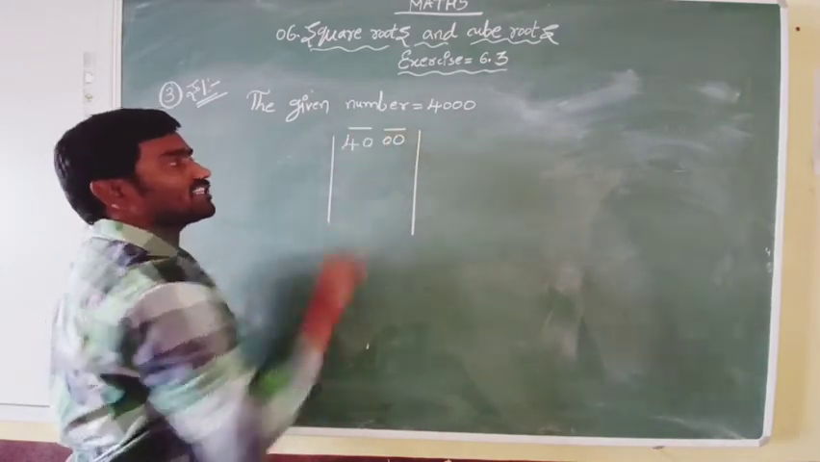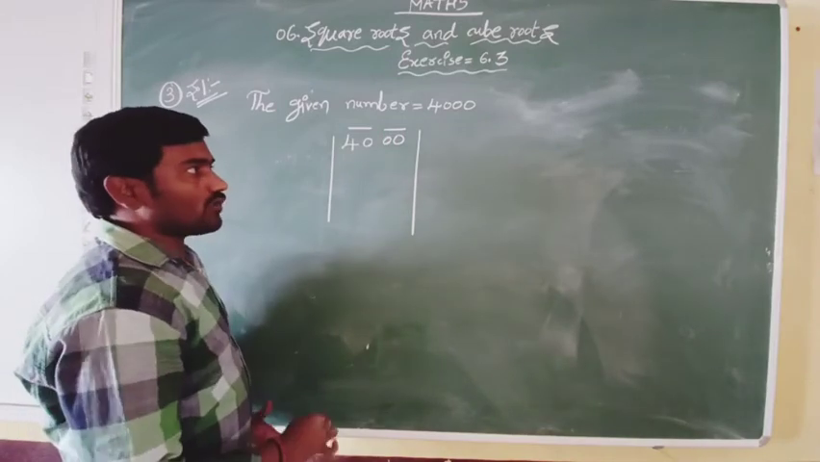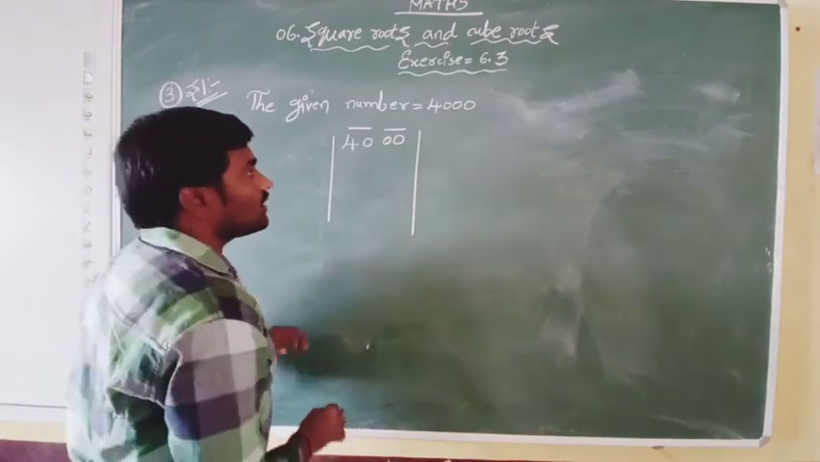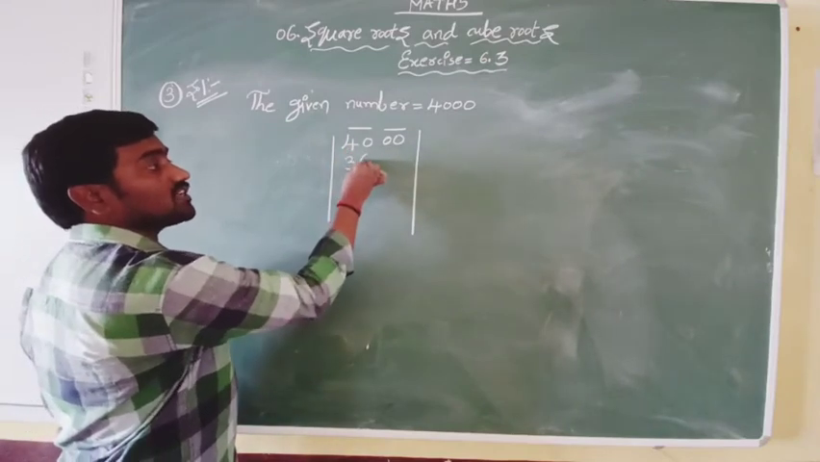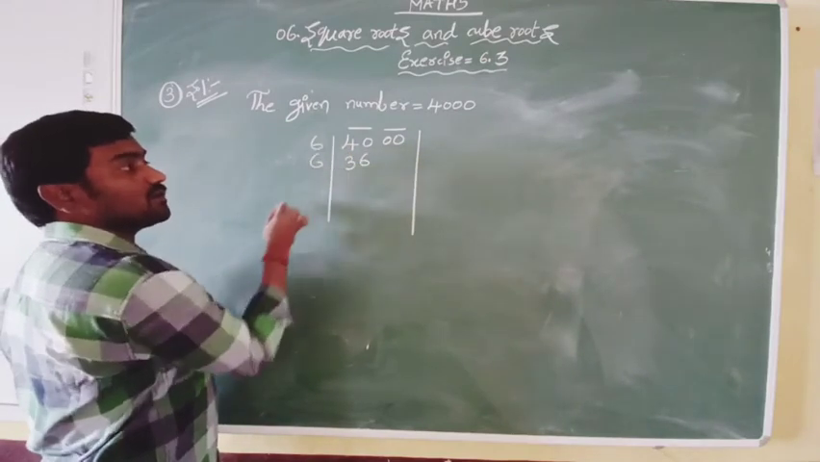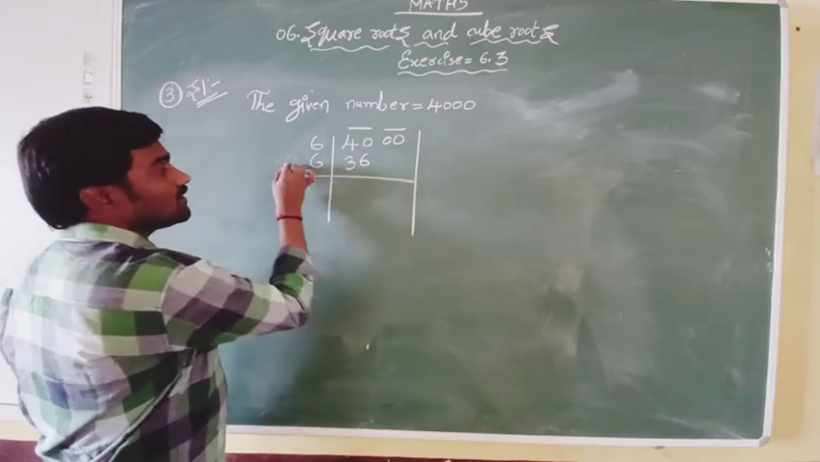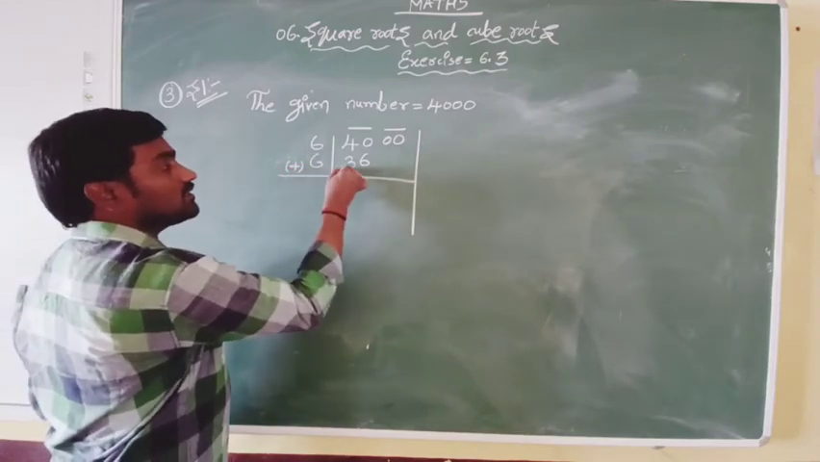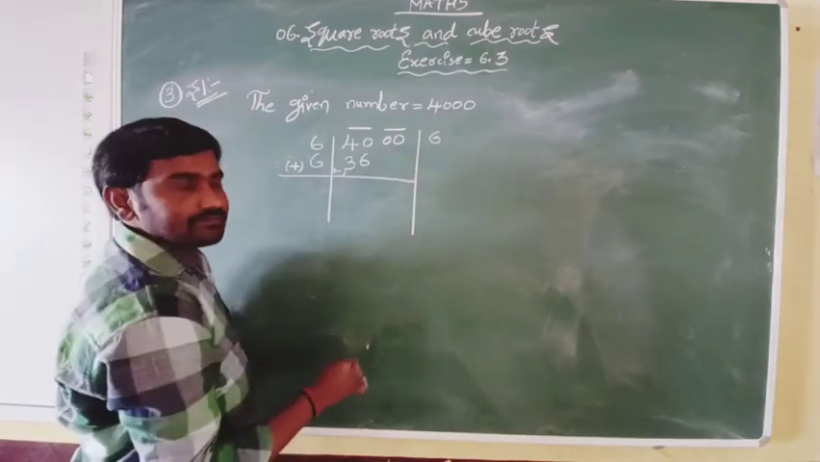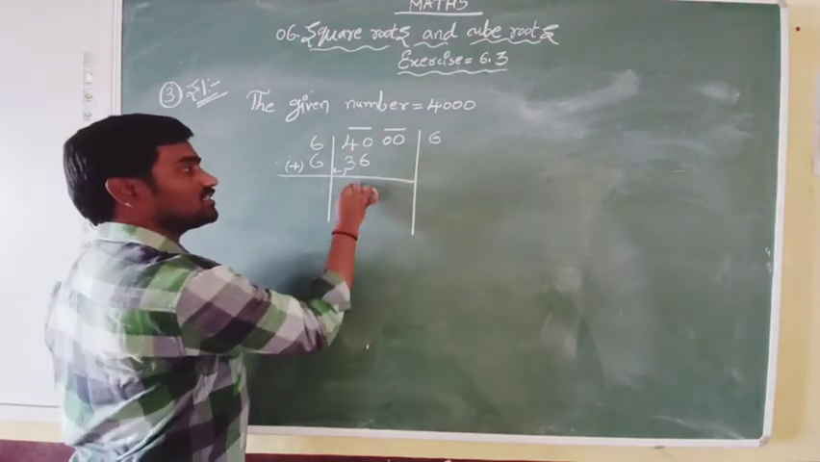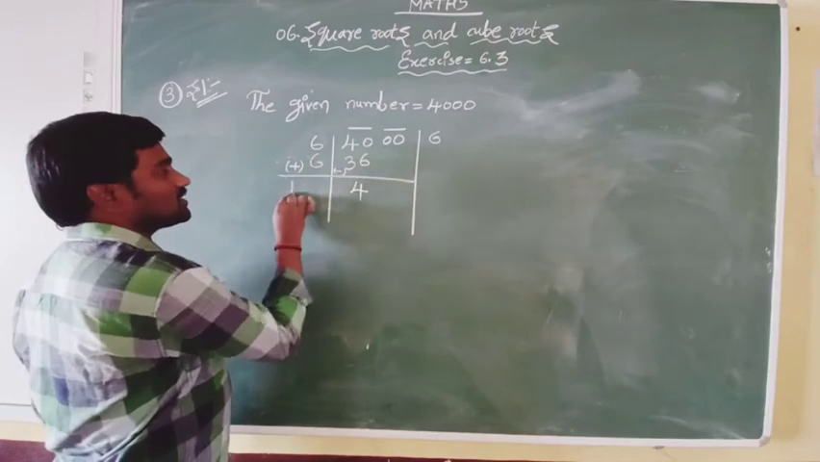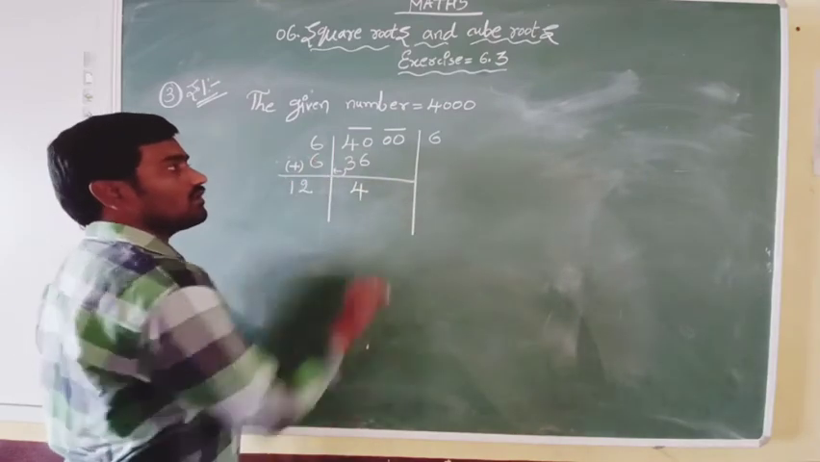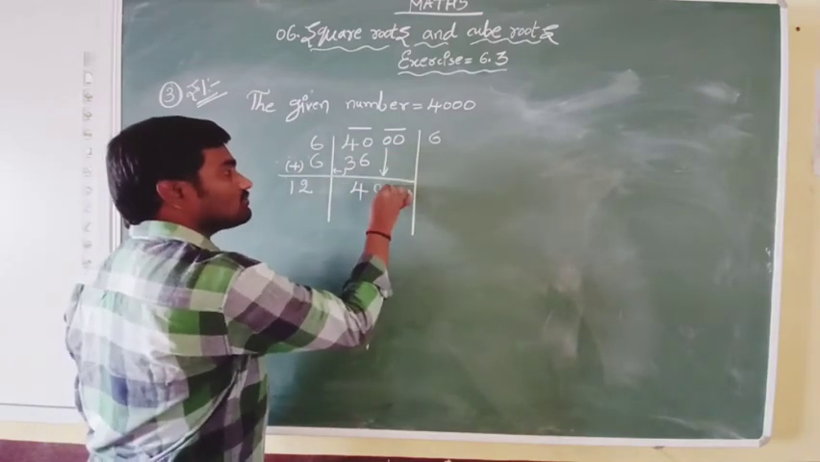We know that we have to make pairs. Just now we have done many problems, 5 problems I have done. In the same way let us do it here. 40 is not a perfect square. 36 is a perfect square which we get by multiplying 6 by 6. So let us add it here and subtract here. The same 6 we write here. 40 minus 36 becomes 4. Yes. Now 6 plus 6 is 12. These 2 zeros you bring down.